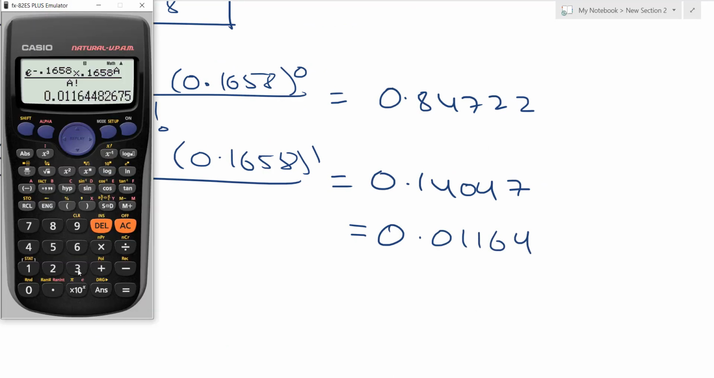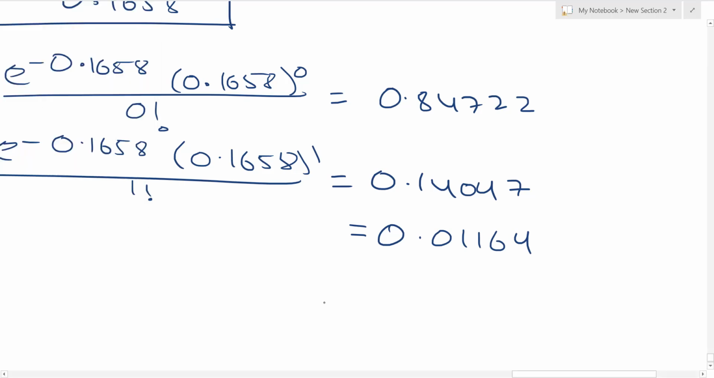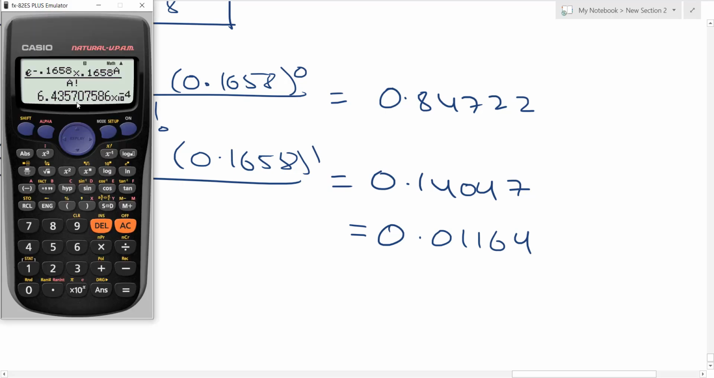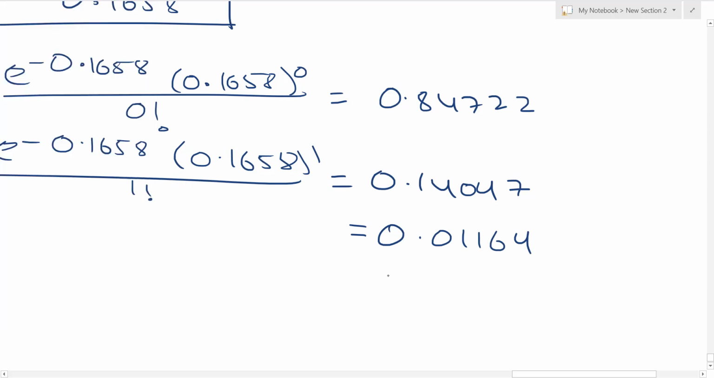3, I have to see for 3. So 3, shift store to a. Now press up, press equal to. This is 0 point, it's to the power of minus 4, right? So 0.0006435. I should leave it at 64. So these are all my values.